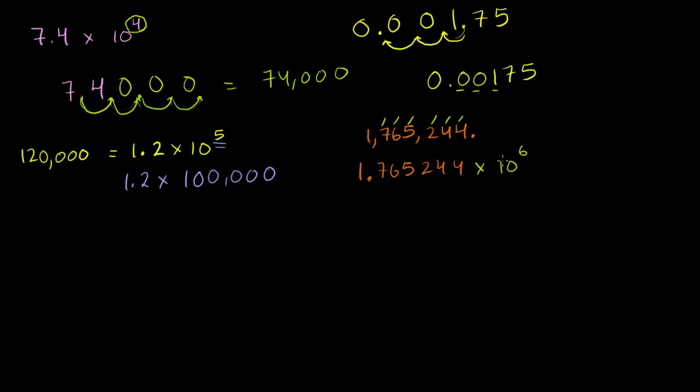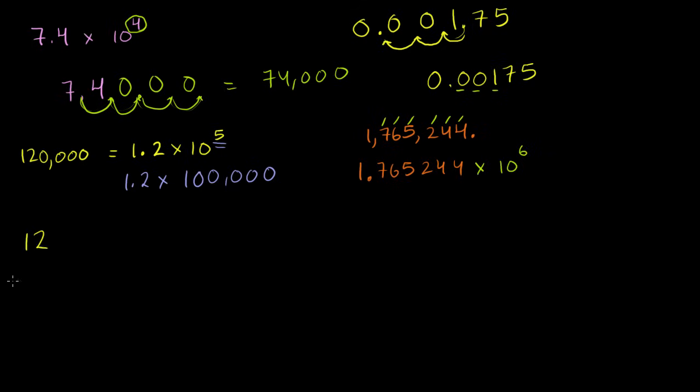And 10 to the sixth is just a million. So it's 1.765244 times a million, which makes sense. Roughly 1.7 times a million is roughly 1.7 million. This is a little bit more than 1.7 million. So it makes sense. Let's do another one.